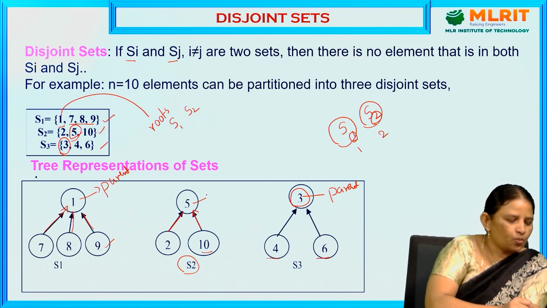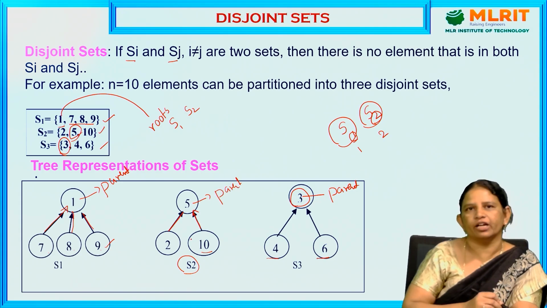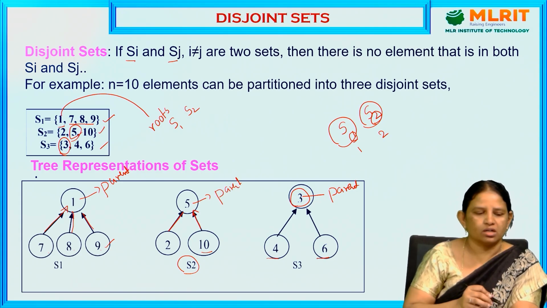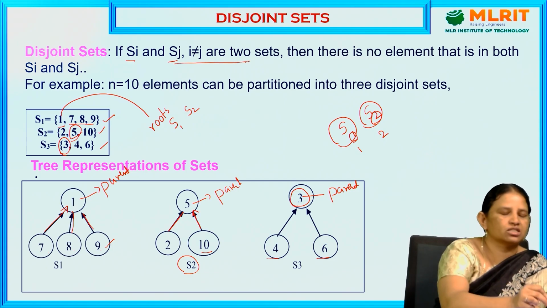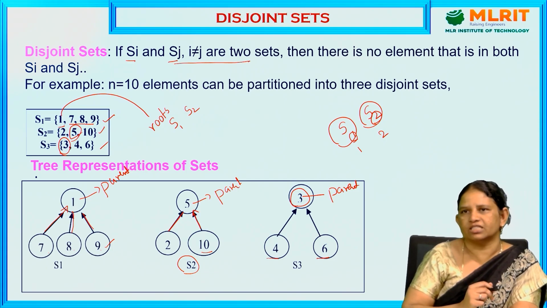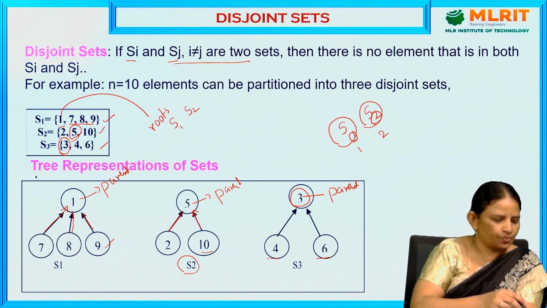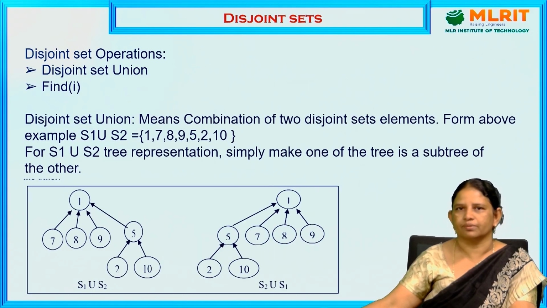The topmost node in the tree structure is called the root node, or it is the parent for the remaining children. So disjoint sets mean the two sets do not contain a common element. These disjoint sets are represented using the tree representation. This is the representation of the sets.